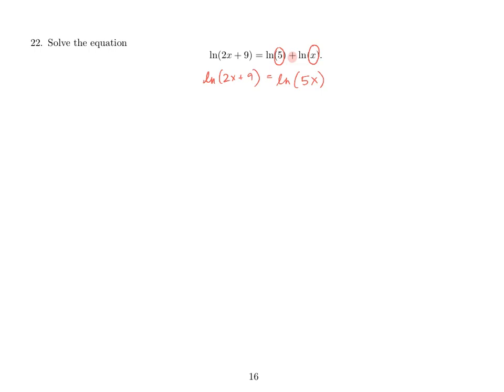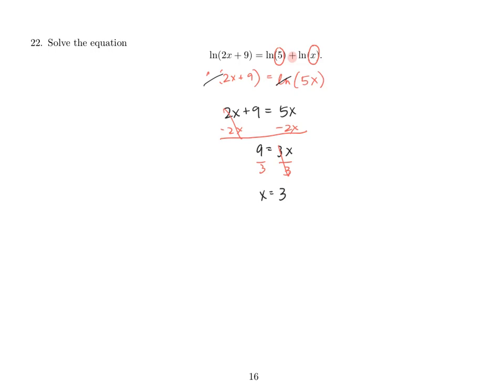Now that you have a log on each side of the equal sign, those just kind of undo each other. So you can rewrite this equation without the natural logs. So you get 2x plus 9 is equal to 5x. And now this is simple to solve. You first subtract, so you get 9 equals 3x. You divide by 3, so x equals 3.